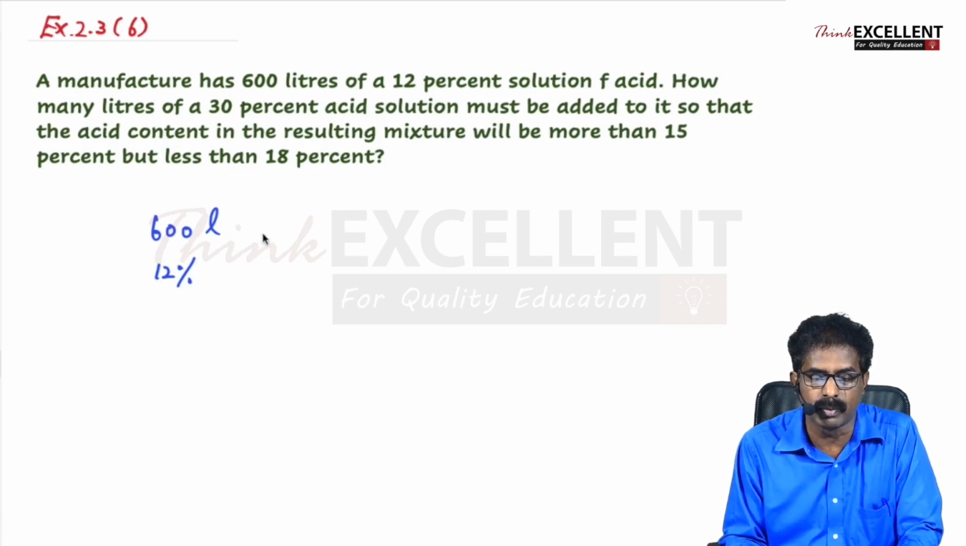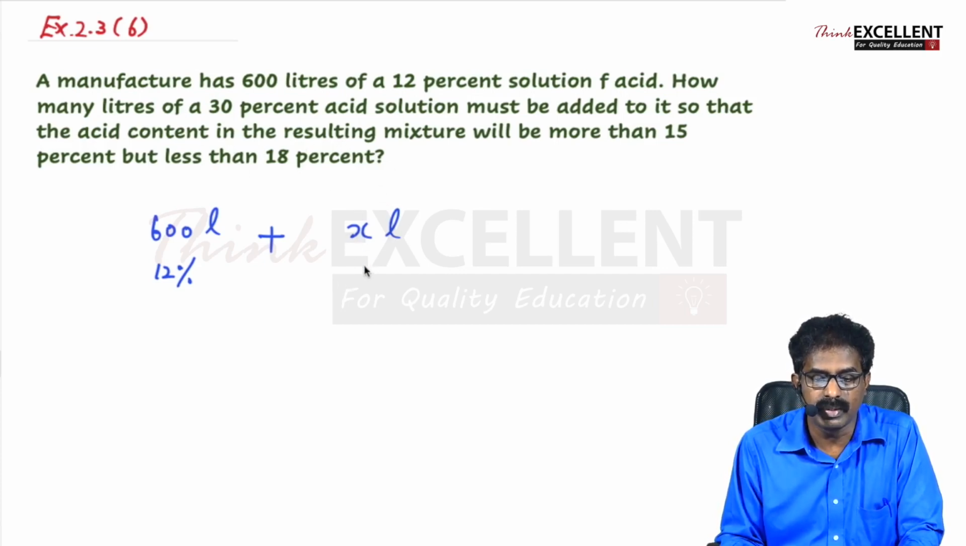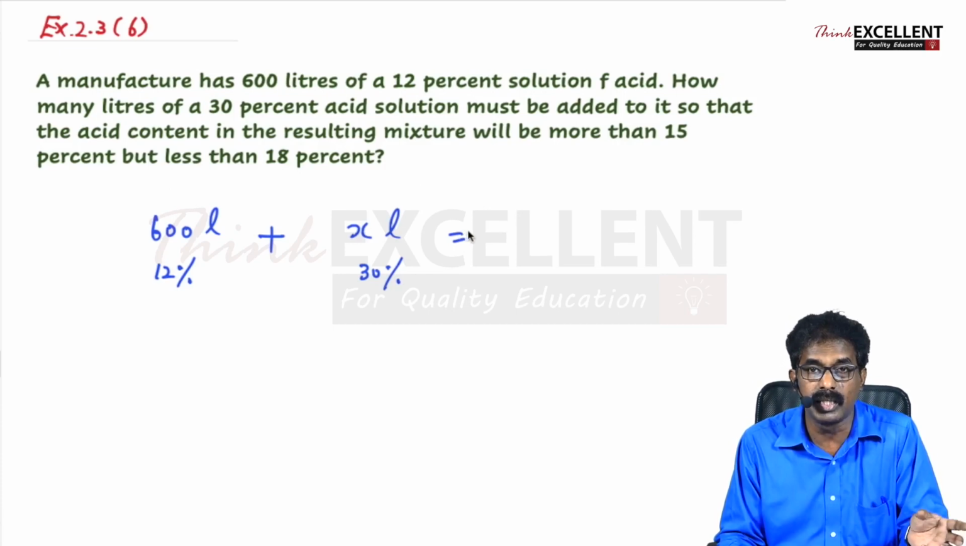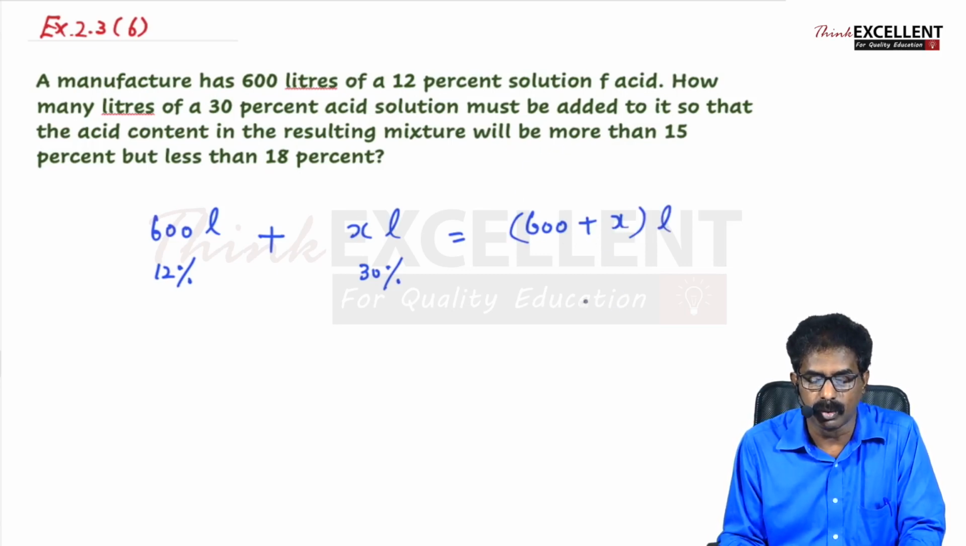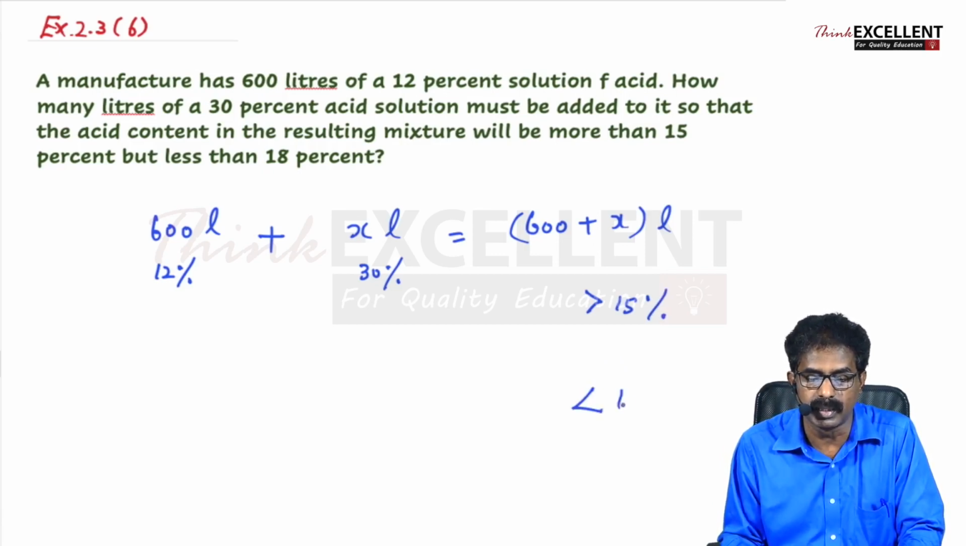So this is what one you have. With this you have to add something. How many liters they ask? Okay, so I take it as X liters to be added. How many liters of 30% acid solution must be added to it so that the acid content in the resulting mixture, when you add these two, you will get a mixture, right? Total, what's the quantity? 600 liter plus X liter. So totally now 600 plus X liter you have the mixture, right? Will be more than 15% concentration, but less than 18% concentration. Okay, so this is the question.